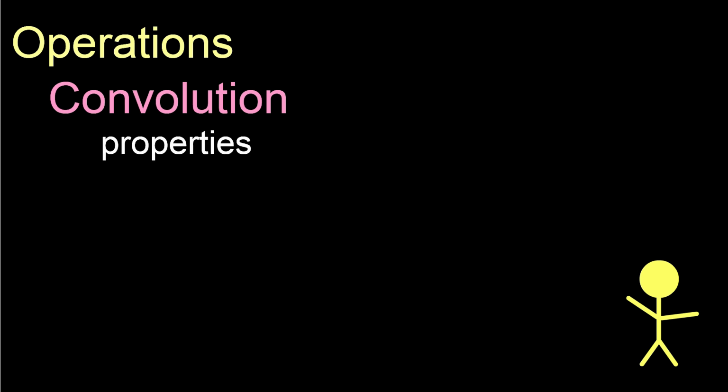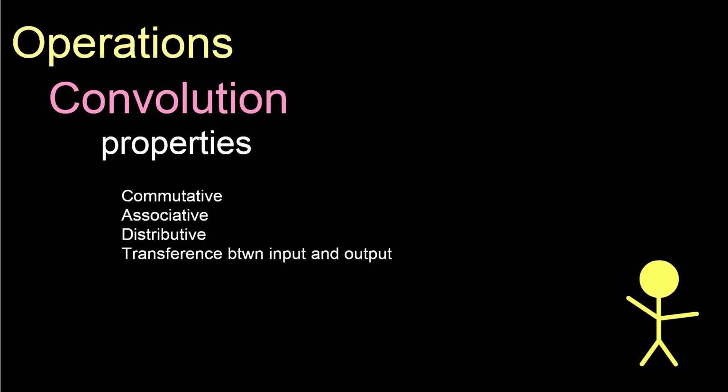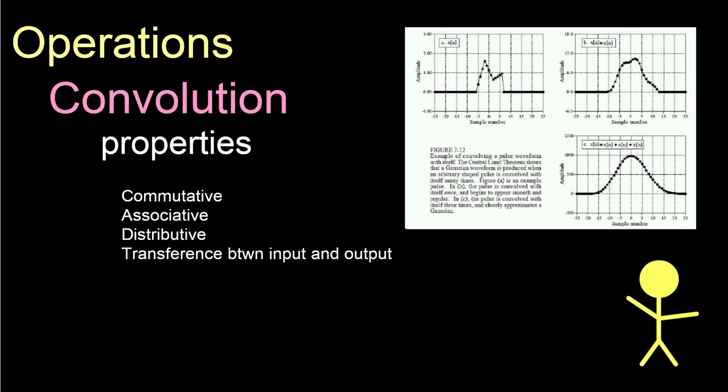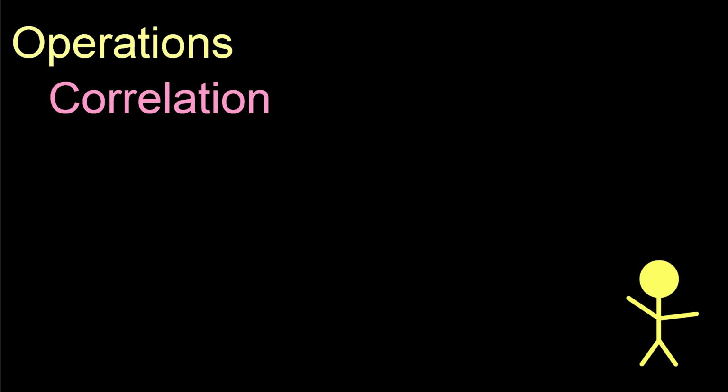Properties of convolution include that it's commutative, associative, distributive, and has transference between input and output, meaning a linear change in input results in the same linear change in output. It also follows the central limit theorem, which says a pulse-like signal convolved with itself many times will produce a Gaussian. This is why we see this bell shape so much in nature. A fun fact about convolution is that reverberation is convolution of the original sound with echoes from objects surrounding the sound source.